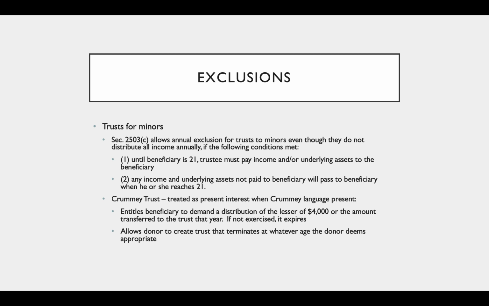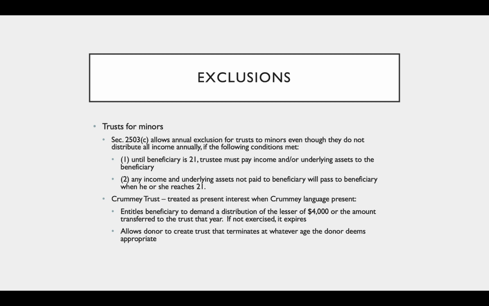So first, until the beneficiary is 21, the trustee must pay income or the underlying assets to the beneficiary. And any income and underlying assets not paid to the beneficiary will pass to the beneficiary when he or she reaches 21. So here the key age is 21. So I can make these contributions and the beneficiary doesn't have to receive the assets until they're 21. But at the age of 21, the assets have to pass to the beneficiary.